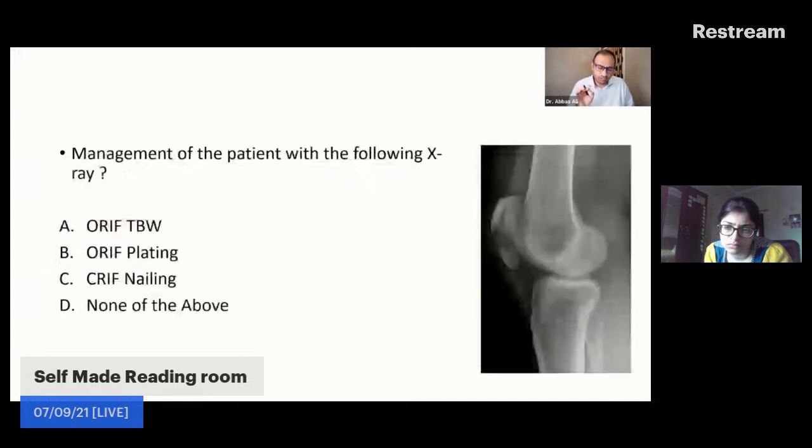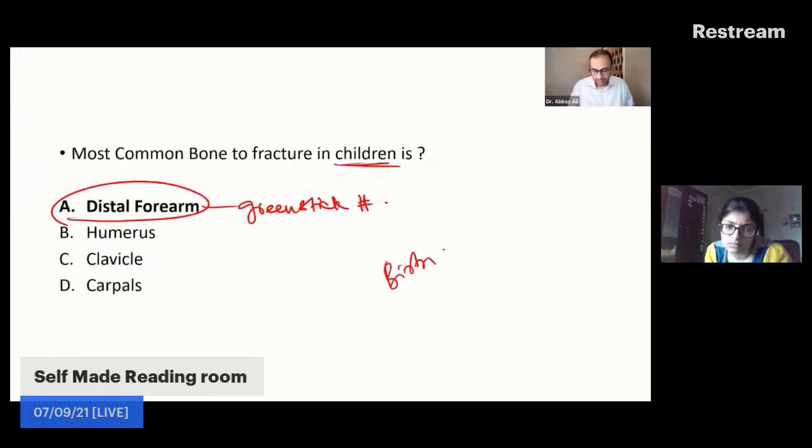Now, very carefully, I want to ask you this question. What is the most common fracture at the time of birth? Yes, clavicle. So repeat after me. The most common fracture overall is clavicle. At birth, it is clavicle. But in children, think green stick fracture of the forearm, particularly radius more than ulna. Did you get it right? All of you understood now?